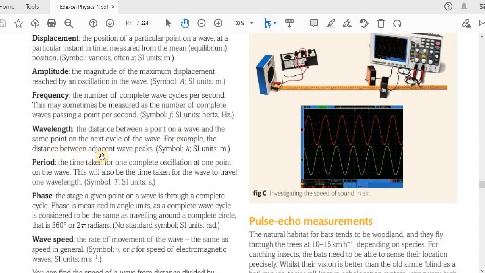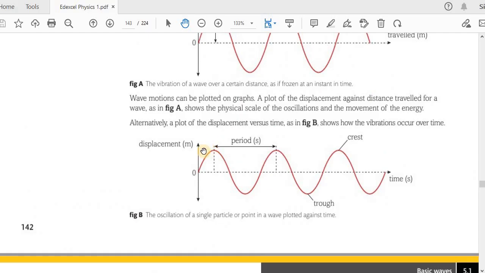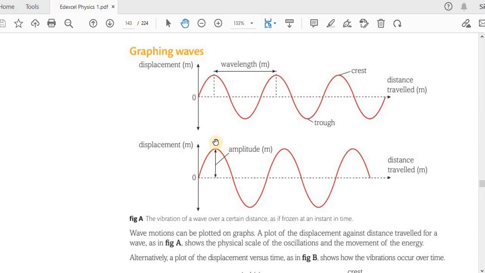For example, the distance between adjacent wave peaks. This is one wave peak, or also called crest. Some books call it crest, some books call it peak. So from the top of one peak or crest to the top of the next adjacent crest, that is the period if it's a time axis. But if it's a distance axis, from here to here, that will be the wavelength. So from one point on a wave to the same point on the next wave cycle. That's why I said if we start here, then we have to go to there. So from here to here, that is the wavelength.